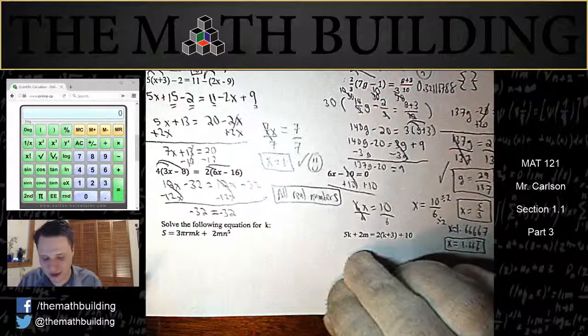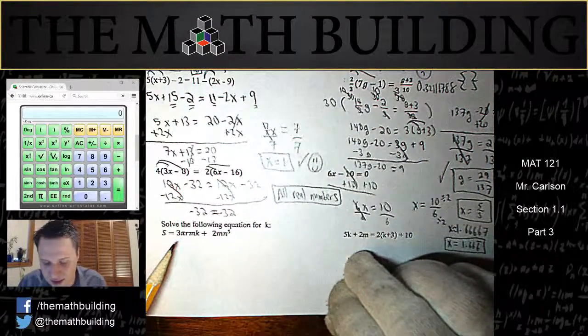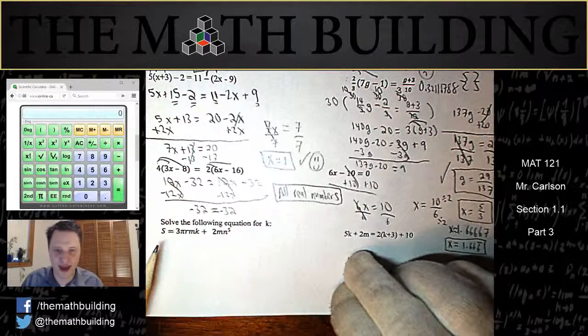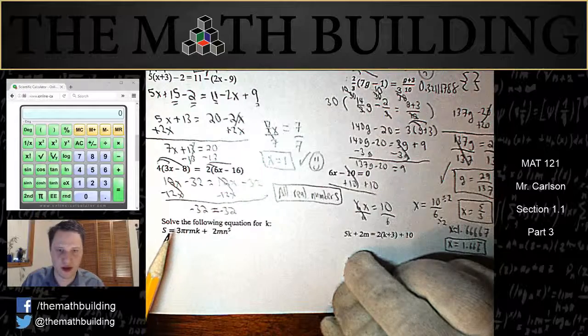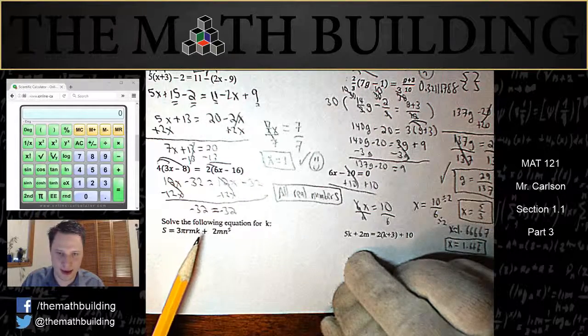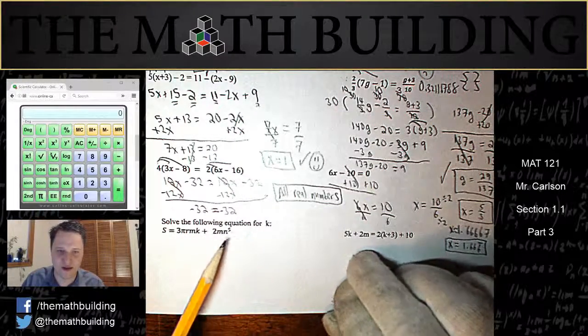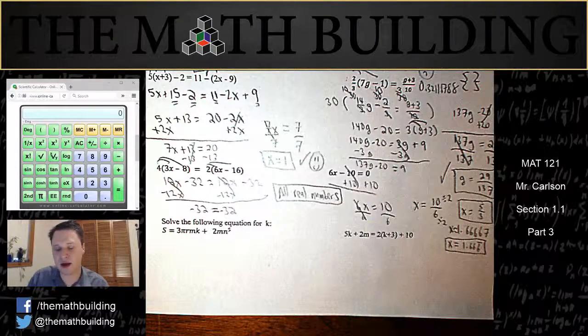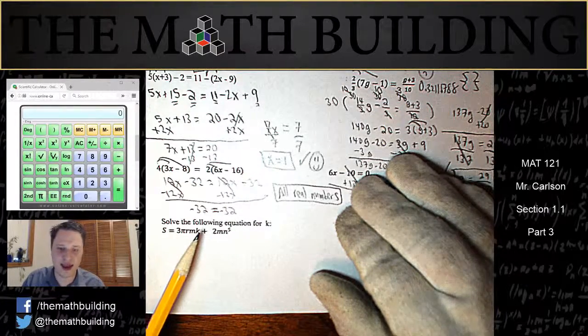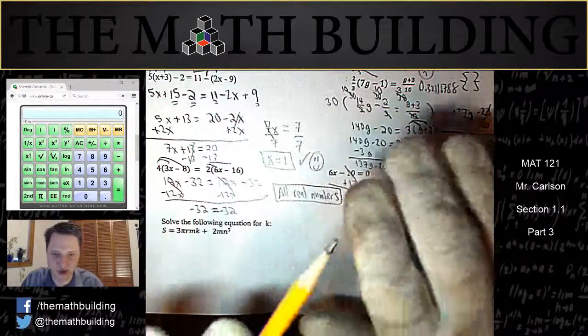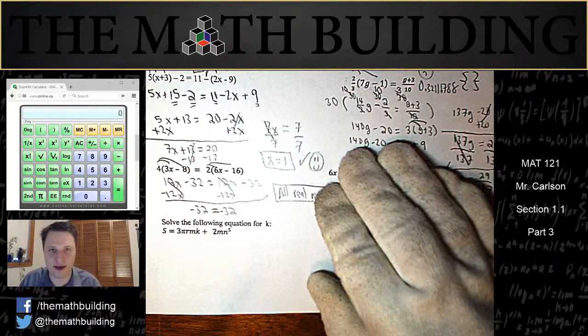I'm Gregory Carlson. In this problem, it says solve the following equation for k, and we have s equals 3 pi rmk plus 2mn to the 5. So this is an interesting problem because our answer won't be a number. Our answer will actually be an equation. And when they say solve the equation for k, that means get k by itself. We want to get everything else to the other side and get k by itself.